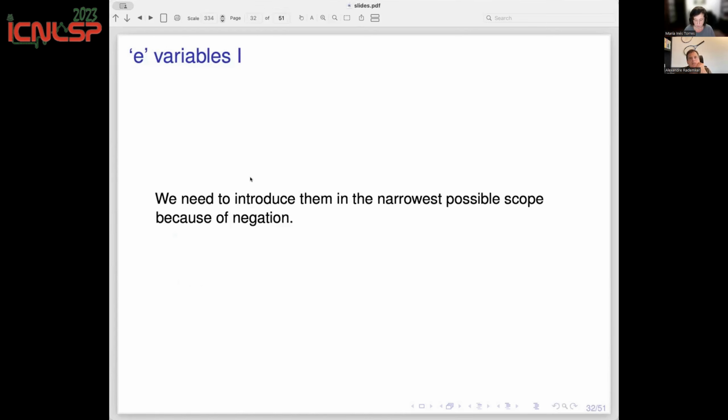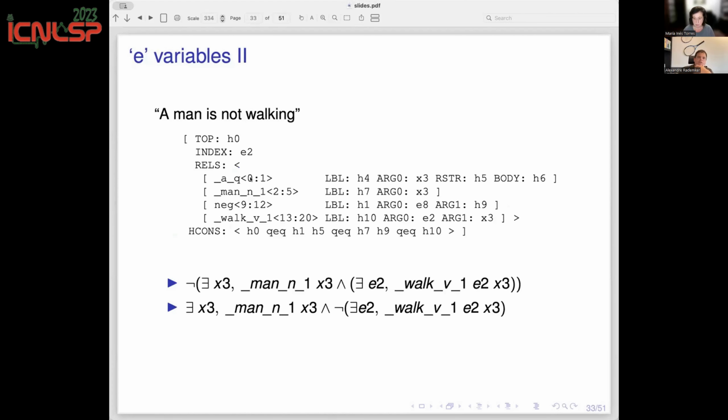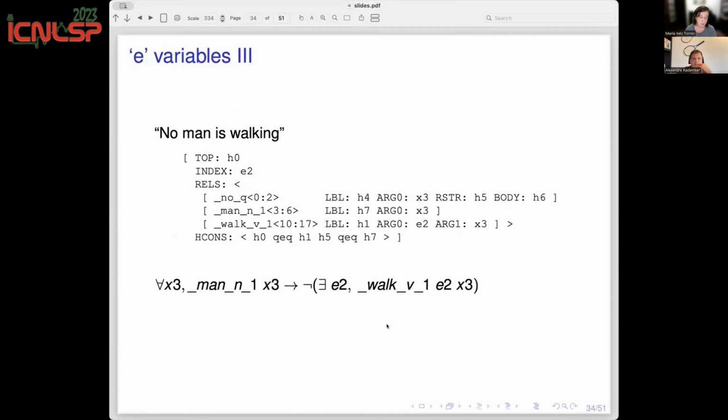Lessons learned is the complexity of simple things like the event variables. For example, if you take a sentence like "Amen is not walking," what would be the proper semantics of that? We learned that we need to put the negation as close as possible to the event. Otherwise, we have unexpected semantics. Take, for example, also "no man is walking."